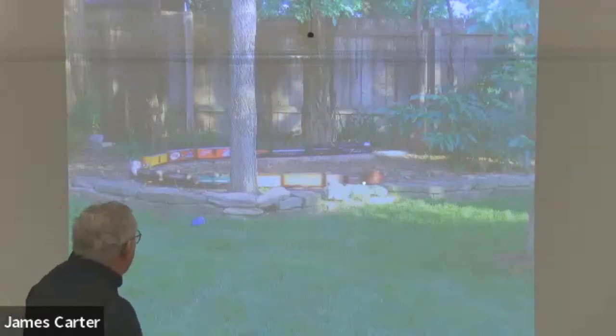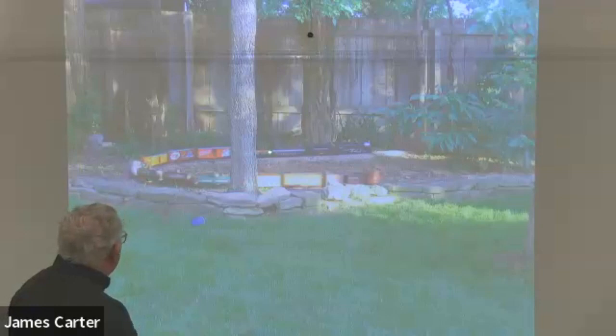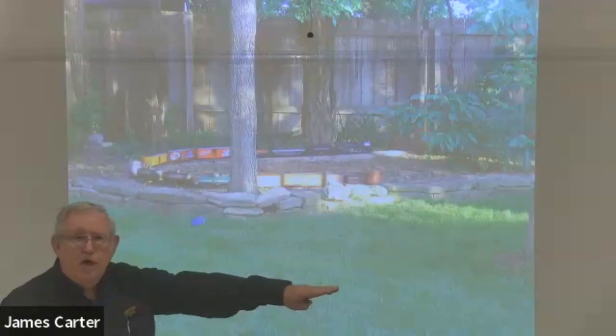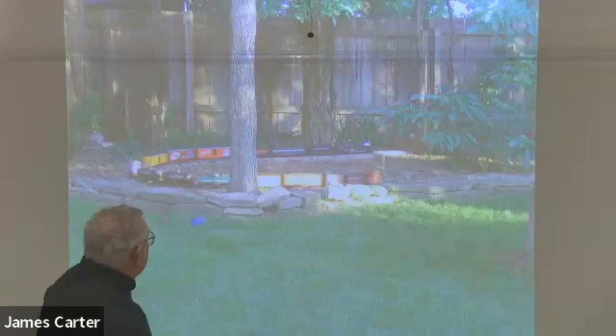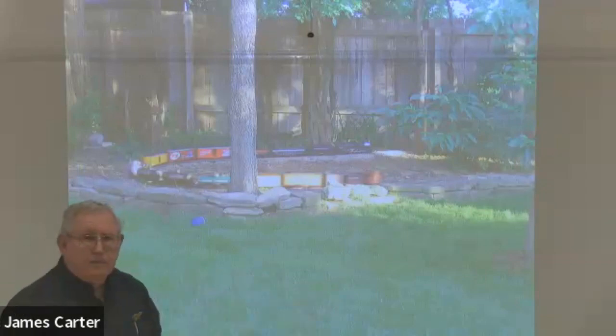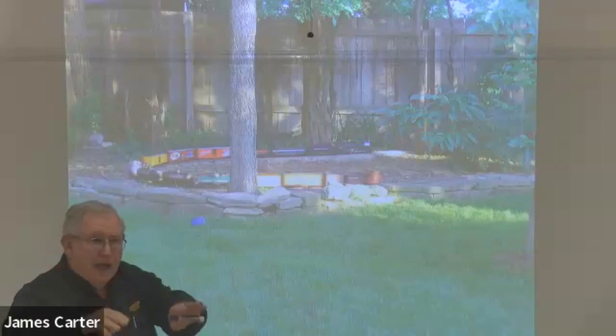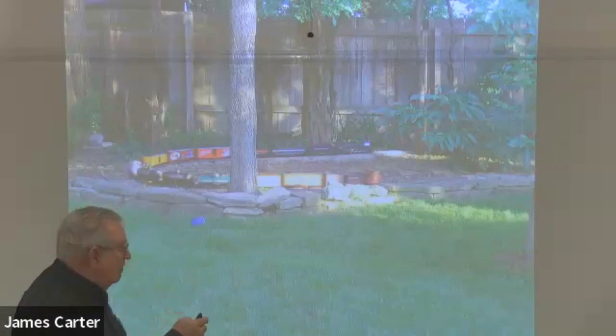So what I had to do is put in this switchback, this curve, to lengthen the run compared to the rise. Okay, by lengthening the run, I decreased the steepness of the overall track.